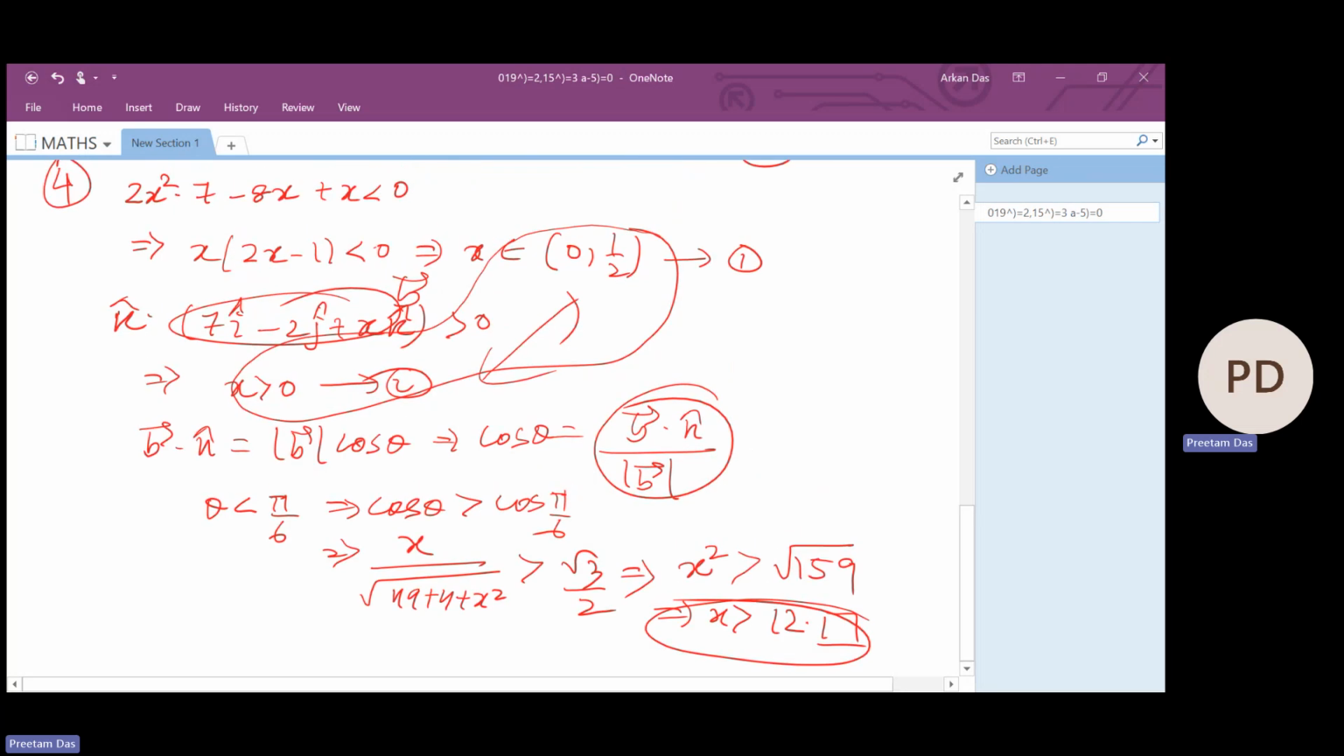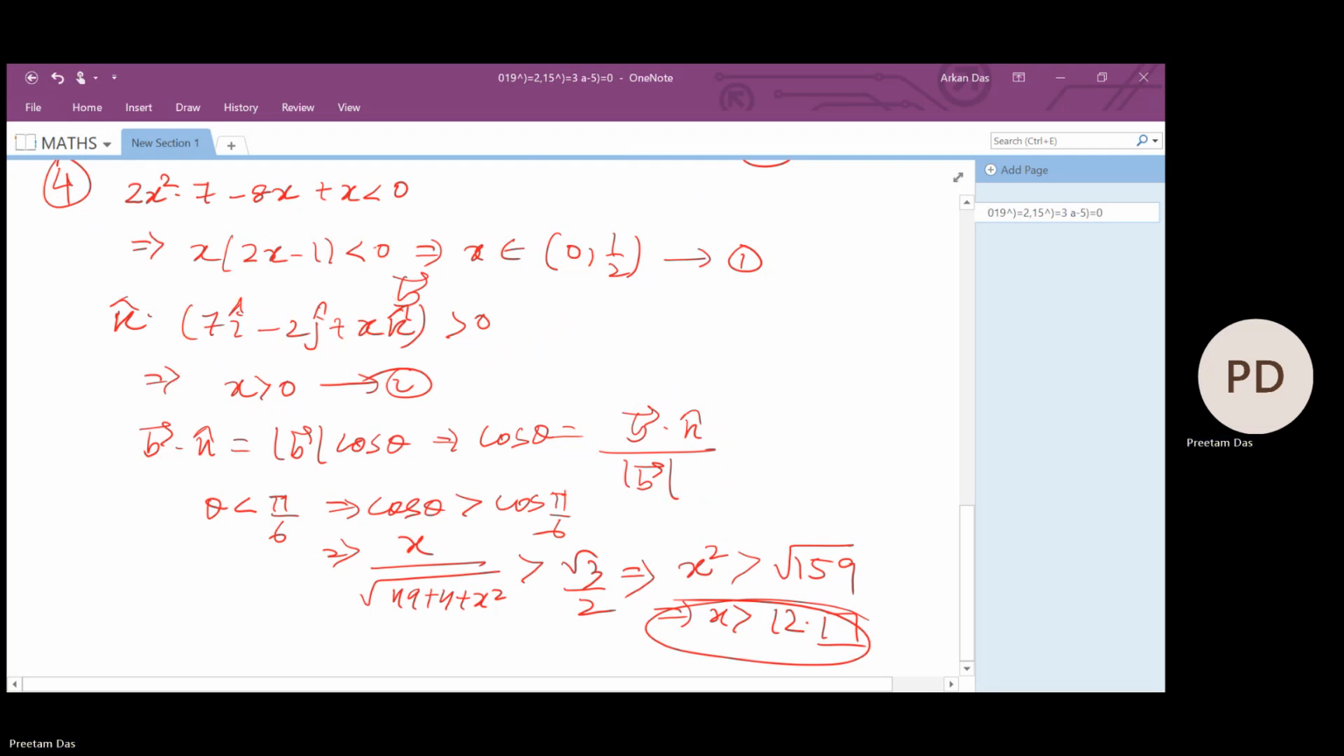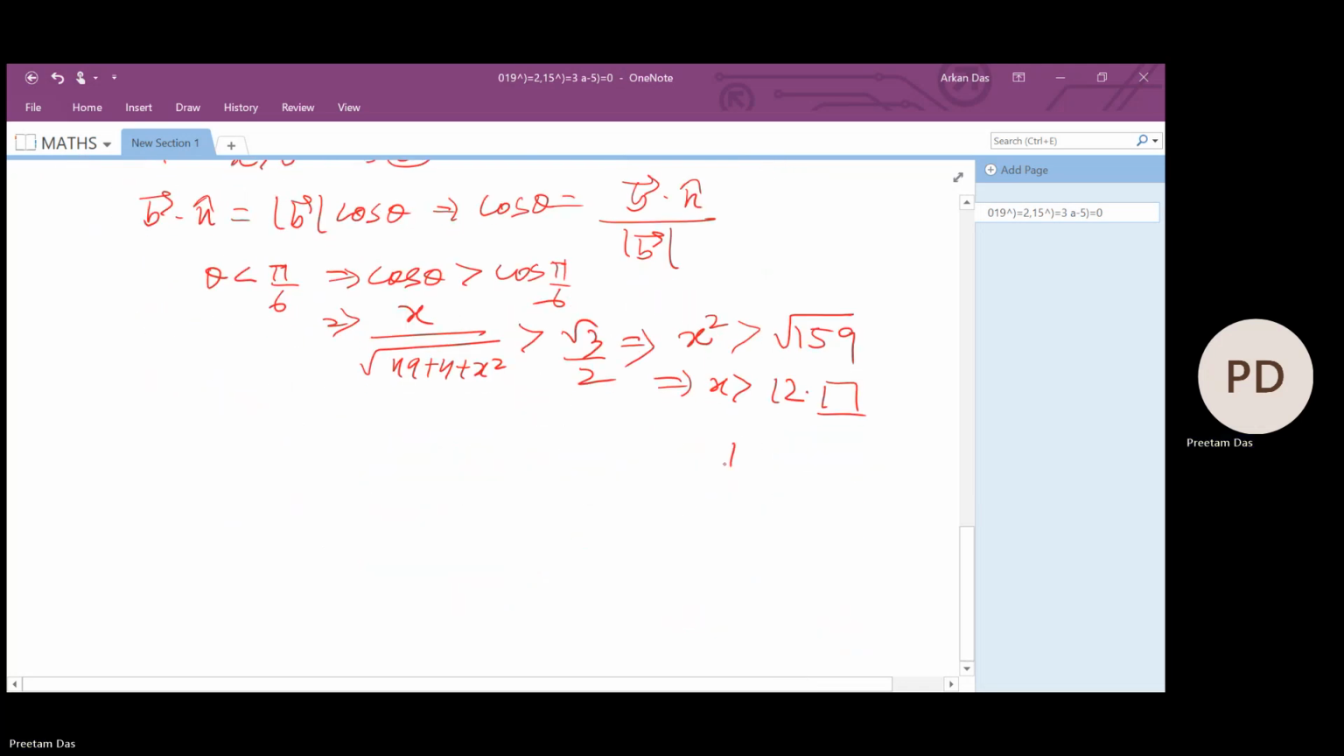So what will be the conclusion? There is no such value of x that satisfies all the equations at once. So hence no possible value of x. So what will be the correct option? Correct option will be D. Let us go to the fifth one. What does the fifth question say?